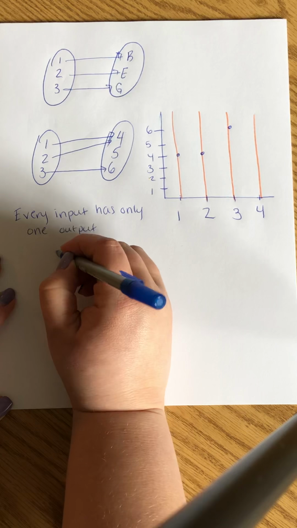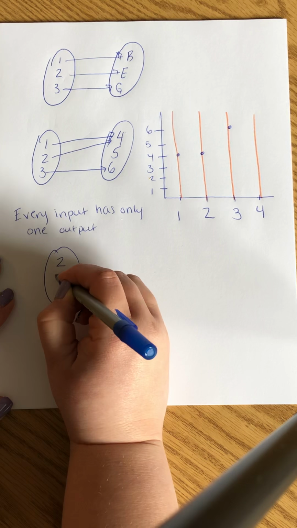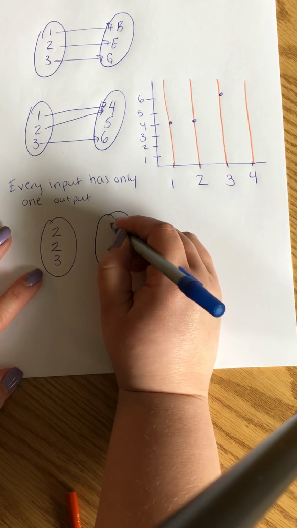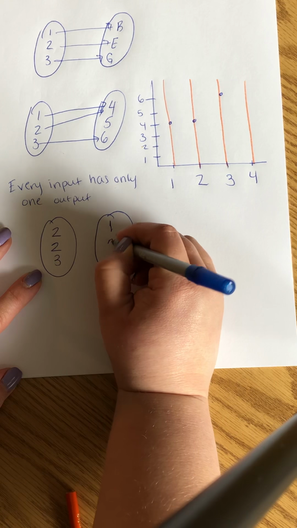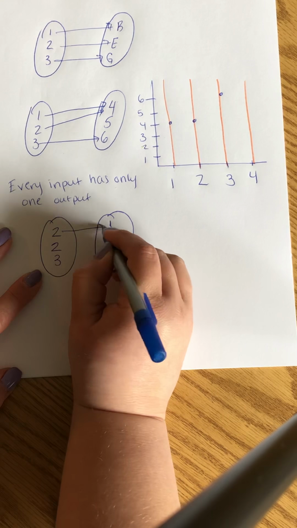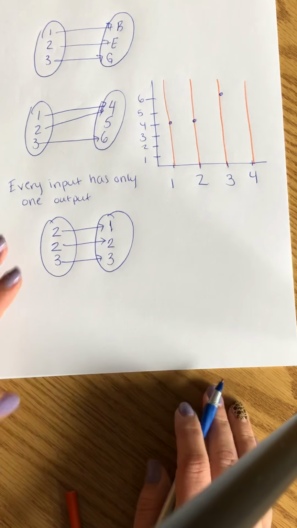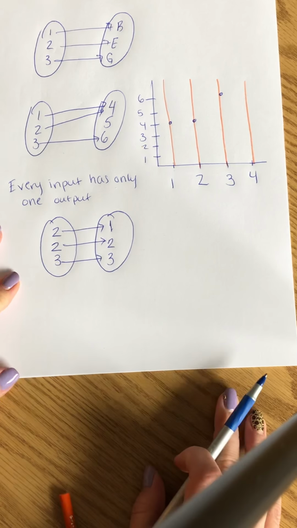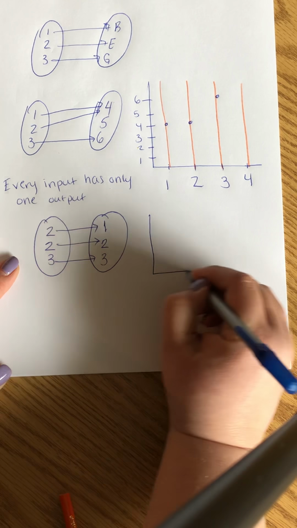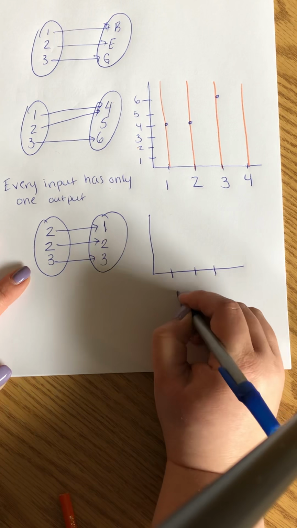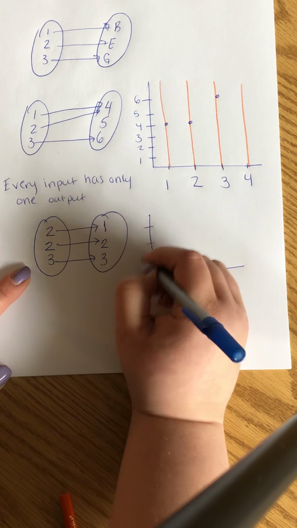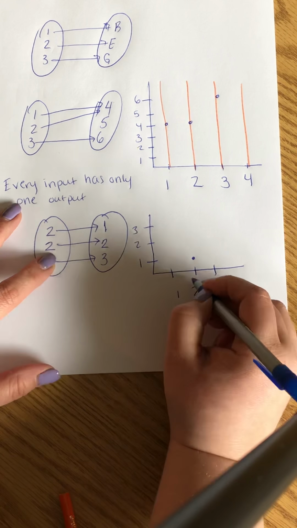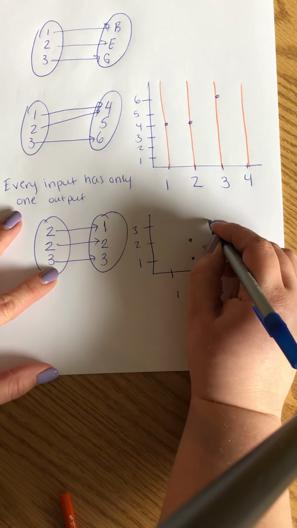What you can't have is this. So if these are my inputs, okay, and this is what this is showing. This shows me, well, 2 goes to 1, 2 goes to 2, 3 goes to 3. So if I was to graph that, okay, it says 2 goes to 1, 2 goes to 2, and 3 goes to 3.